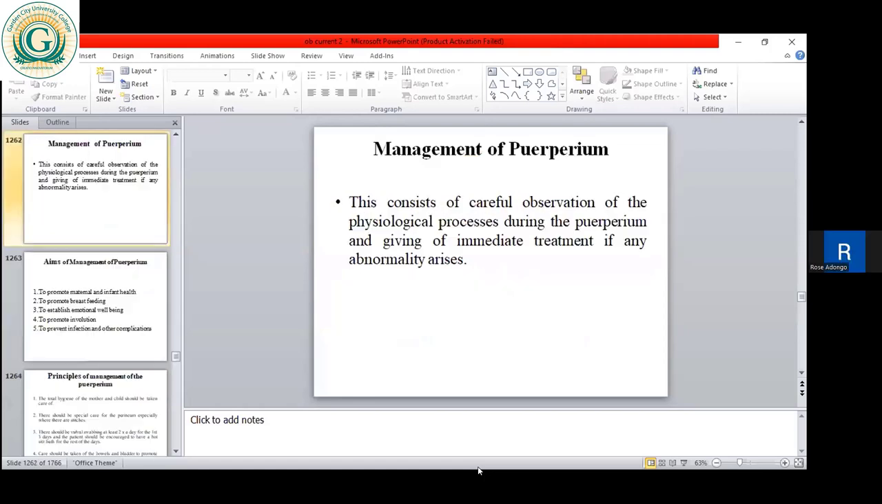How do you manage women in the puerperium? We have seen the changes, but how do we manage them in the puerperium? We manage them carefully on the basis of the changes during the period and give immediate treatment if any abnormality arises. So we need to observe them and manage them as and when the changes are taking place.